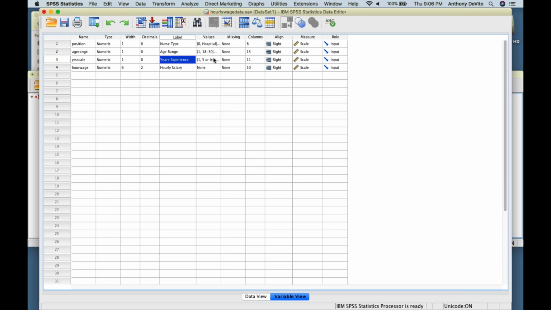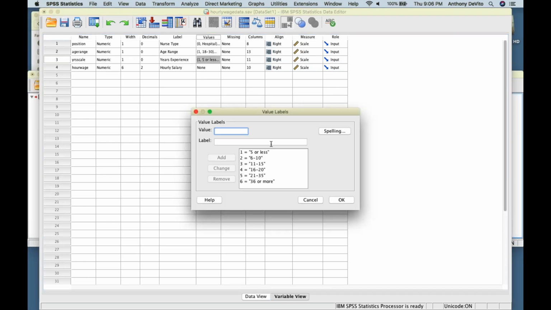For years of experience, also a categorical variable. If you wanted to see if there's an association between the age range and the years of experience, you would think so, right? Older nurses, I'm sure, probably have more experience. That would be again a chi-square. That would be a 3 by 6 table, kind of a big chi-square, right? But we could examine it as a chi-square.